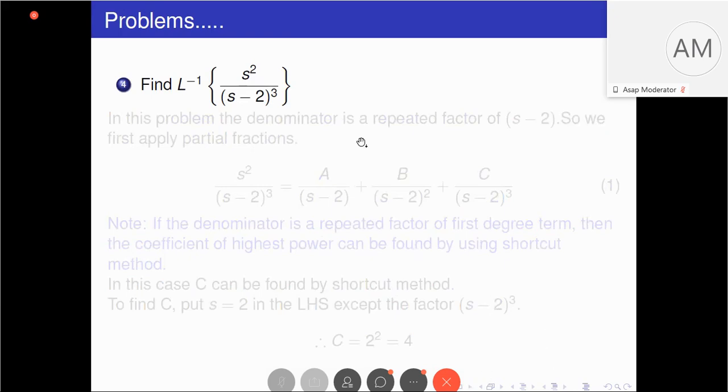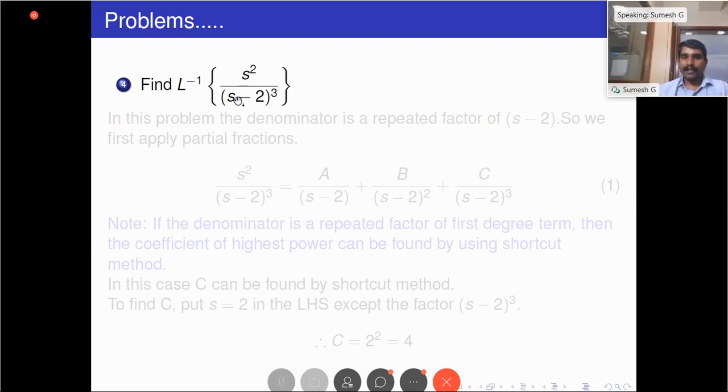Now consider the fourth question. Find the inverse Laplace transform of s square by (s minus 2) whole cube. In this case also, first consider the denominator, which is (s minus 2) whole cube. It is a repeated factor of s minus 2. So when the denominator is a repeated factor or a product of two or more terms, first we have to apply partial fraction.